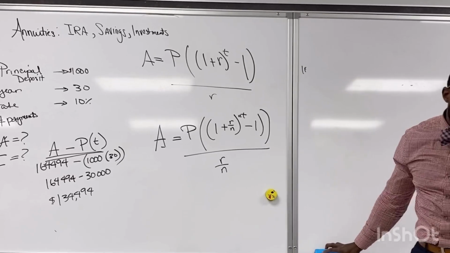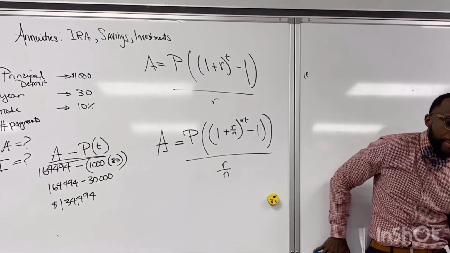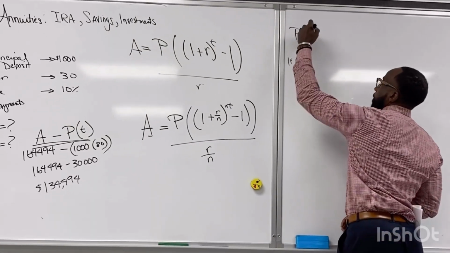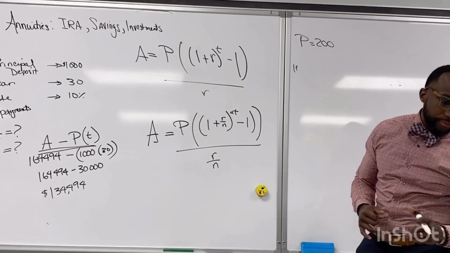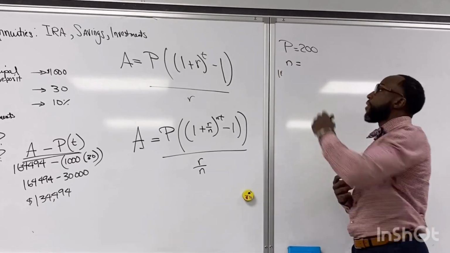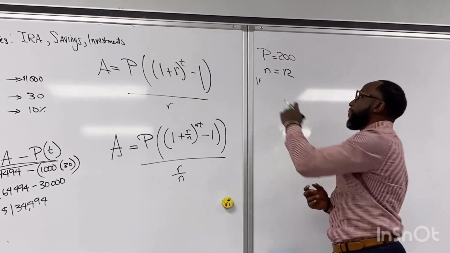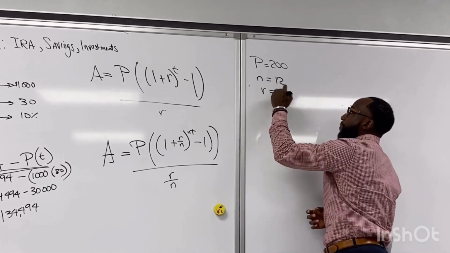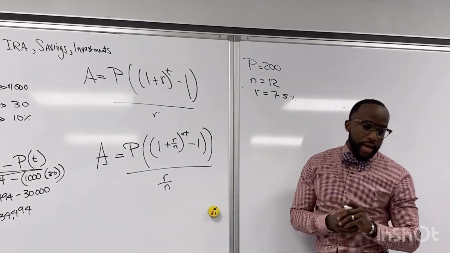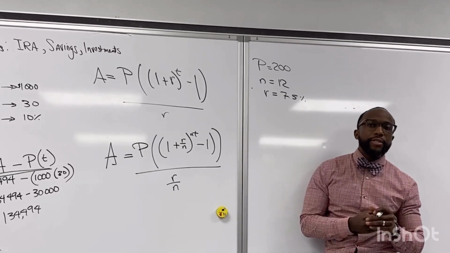Here we go. So, at 25, you save for retirement. You decide to deposit $200 at the end of each month, all right? Monthly means how many? 12, right? Into an IRA that pays 7.5%, right? Compounded monthly, all right? How much will you have from your IRA when you retire at 65?